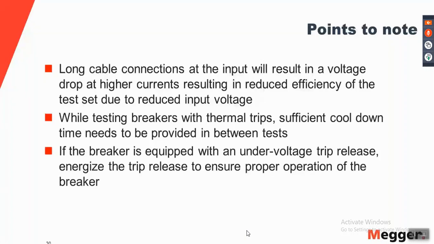If the breaker is equipped with an undervoltage trip release, the trip release needs to be energized to ensure proper operation of the breaker. So if the breaker has an undervoltage trip device, the undervoltage trip device will trip out the breaker if the voltage on the device drops out. So you need to make sure that that's taken care of.